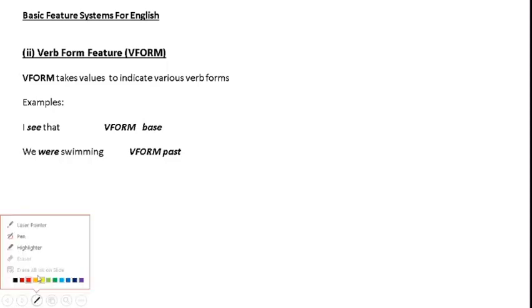Then the next sentence is "we were swimming." So here the verb form is past, and the reason is that were is the past tense of be. So this verb form is past.